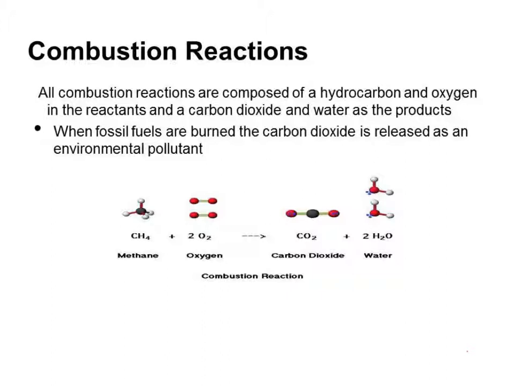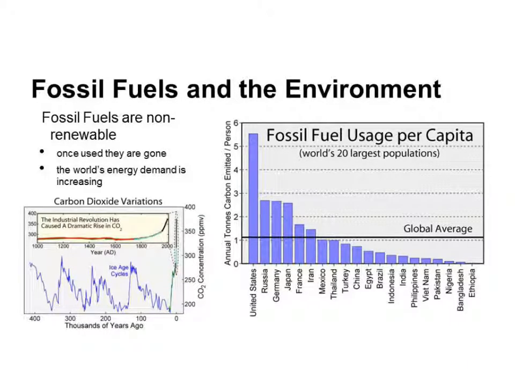As we see with the burning of methane, a hydrocarbon, we are producing carbon dioxide and water. And this carbon dioxide is really going to come into play through these combustion reactions as an environmental pollutant, as we get into later slides. Now, fossil fuels, as I mentioned in previous videos, are a non-renewable resource. So once they are used, they are gone. And the world's energy demand is increasing. It's pretty interesting that a non-renewable resource that we need, that we are consuming more and more of, is getting less and less. Or we're able to find and mine less and less of it in the environment.